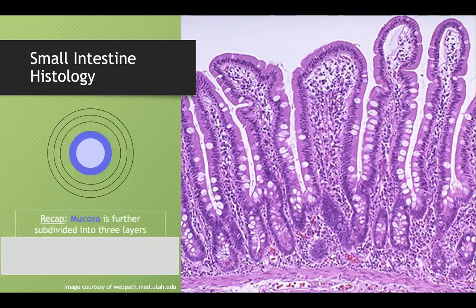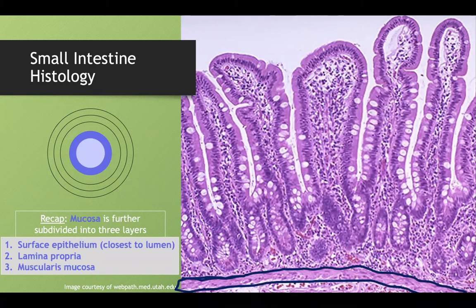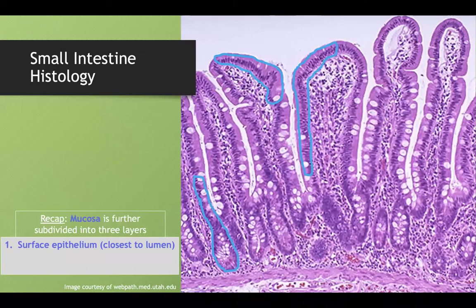So let's talk about each of the three mucosal layers that we can see. You can see our surface epithelium. I've highlighted a few of those regions right here. You can also see the lamina propria, which is that connective tissue layer. And our muscular layer, the muscularis mucosa, is located at the bottom. So let's talk about what goes on at each of these layers in the small intestine and what you need to know on a histology slide.